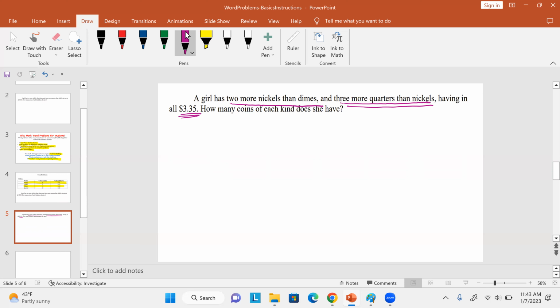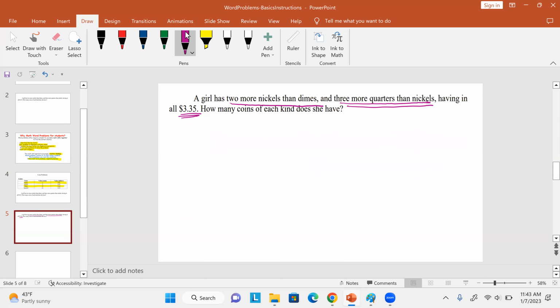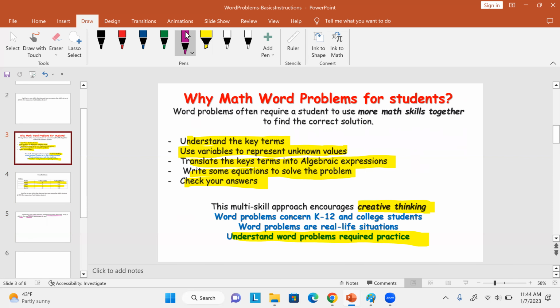Okay, so we need to understand that after the key words, we need to use variables to represent the unknown values. In the question, they ask how many coins of each kind does she have? So we want to know how many nickels, how many dimes, how many quarters. We have variables A to Z, so you are free to use any variable to represent the unknown.